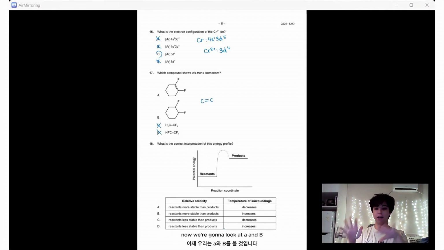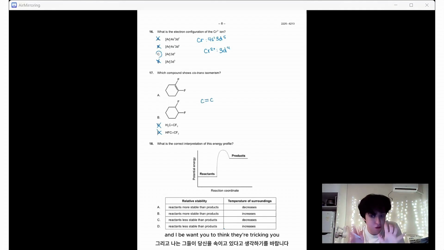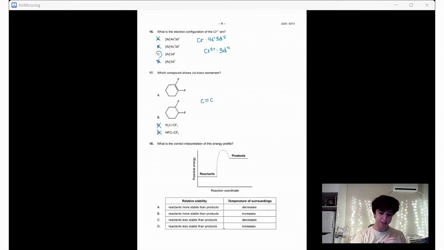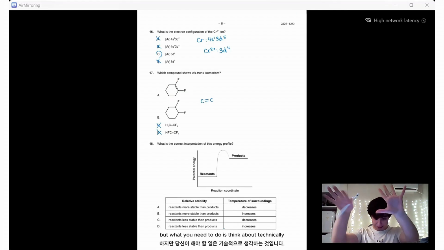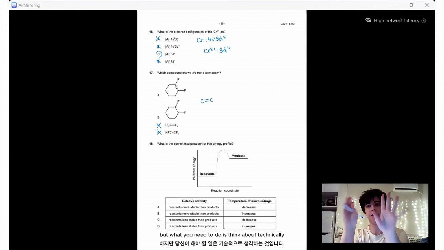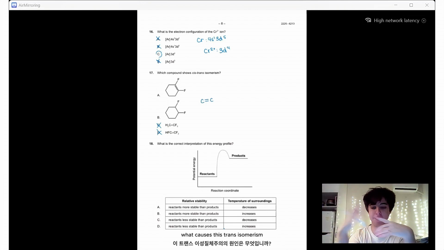Now, we're going to look at A and B. So you may think, and the IB wants you to think, they're tricking you. They want you to think, oh, it's A because there's a double bond, and technically there's two different groups on each atom. Technically, okay? But what you need to do is think about what causes cis-trans isomerism.